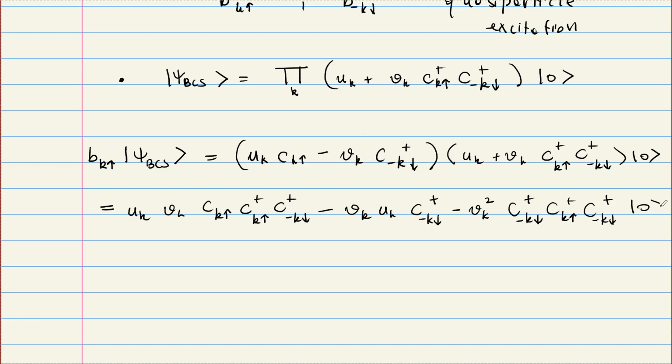So all of these are acting on zero. Now this one is also like, right? This minus k down and k up, they anticommute, so they are going to pick up a minus sign. There's no problem with that.